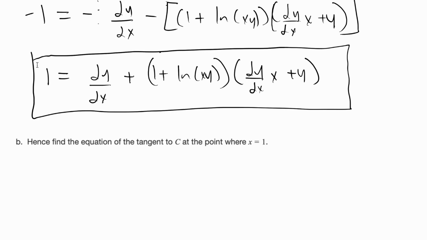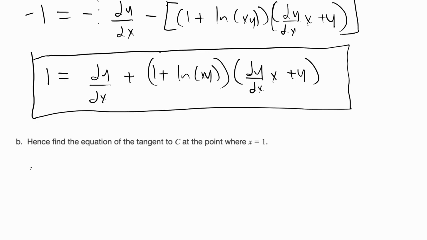Okay, let's do this. How can we do this? Take a moment, think about it. Okay, let's try. We need to get dy by dx alone, right? So what can we do?